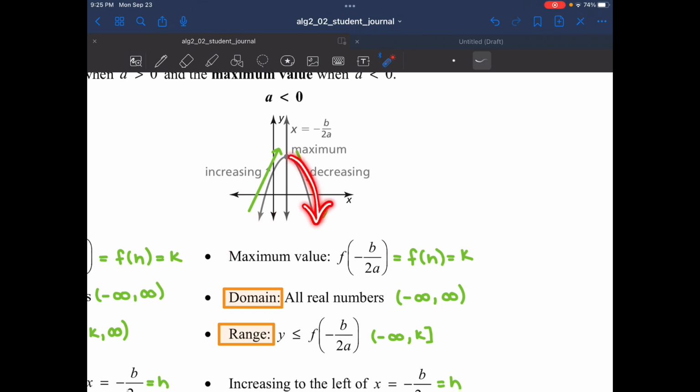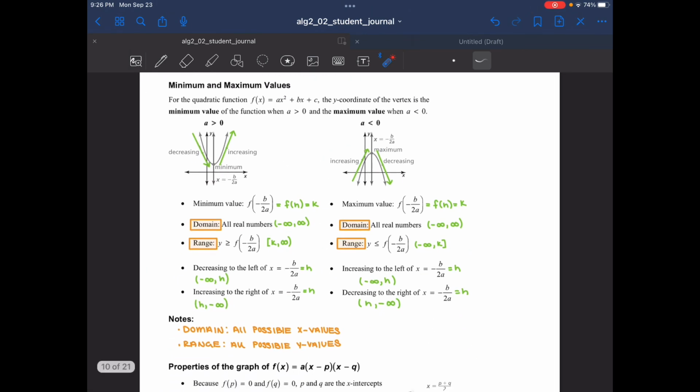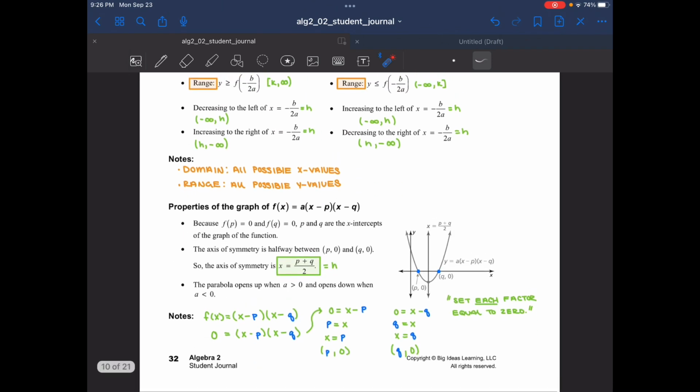And then we are decreasing, going down from h, to positive infinity: h, comma, positive infinity. Do not include h for the increasing and decreasing. That's my fault. Remember that the domain are all the possible x values, where the range is all the possible y. And now we're going to go over the properties of graphs.